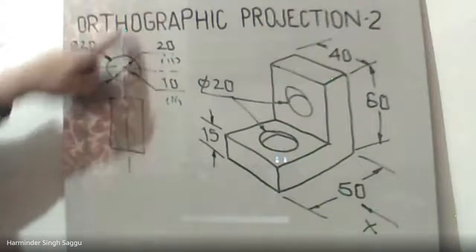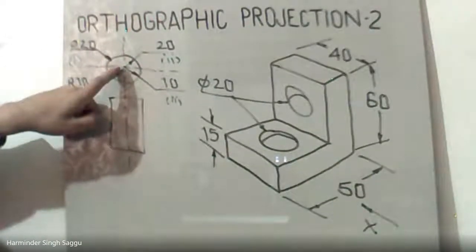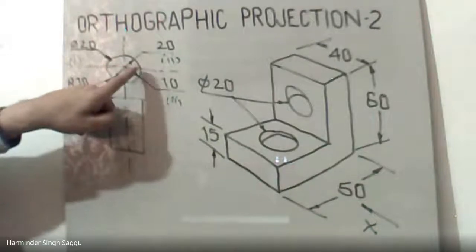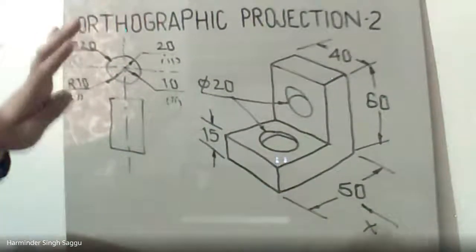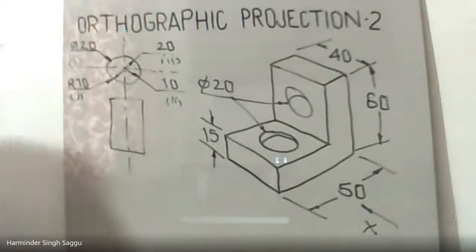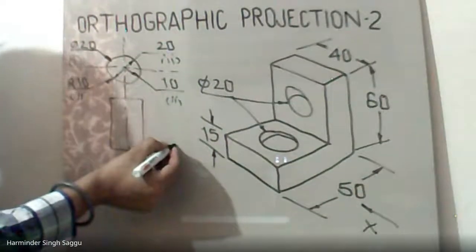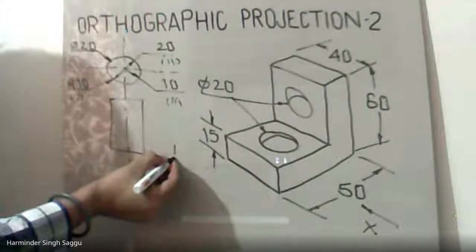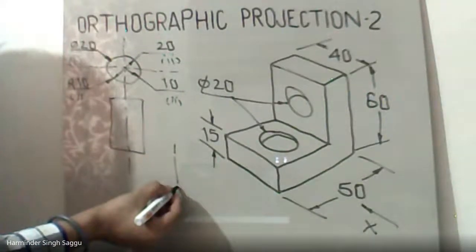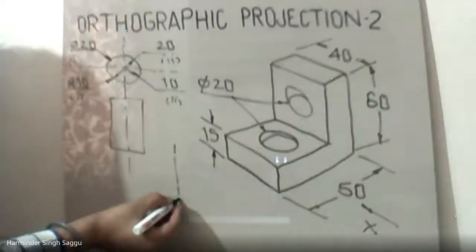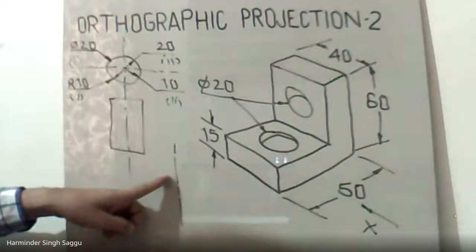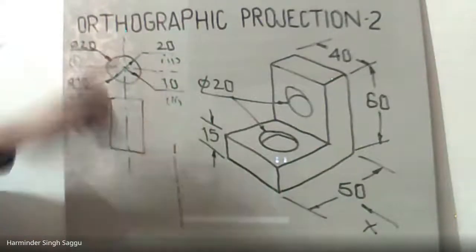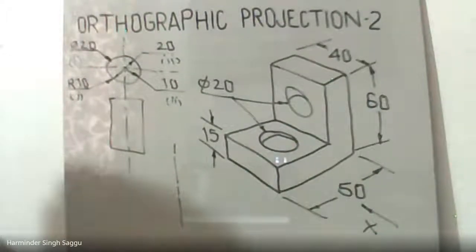For this center line, you will draw a 3 mm small dash and the larger one is 10 mm. The gap between 3 mm and 10 mm is 1 mm. This is center line, it represents the axis. This is 3 mm, gap of 1 mm, 10 mm. Then 1 mm gap, 3 mm, then 1 mm gap, 10 mm. So 3, 10, 3, 10, 3, 10 with a gap of 1 mm. This line is called center line. It will be used to locate the center or the axis of any circular object.